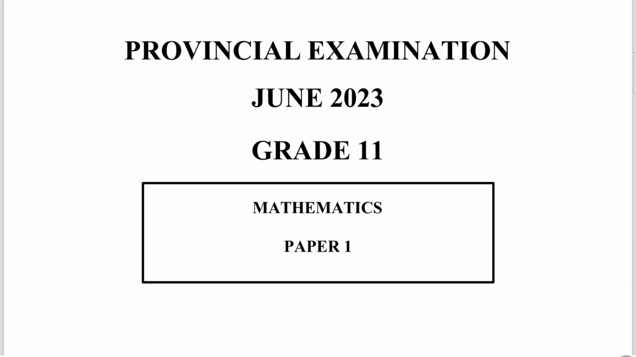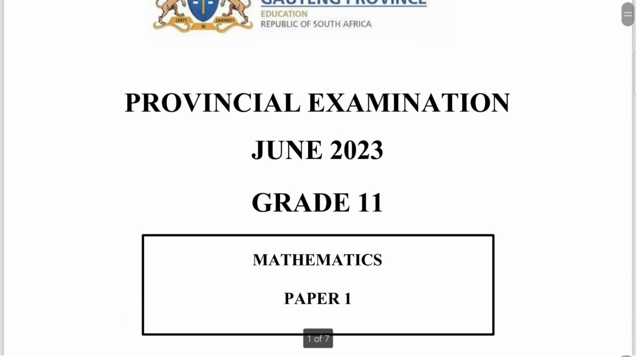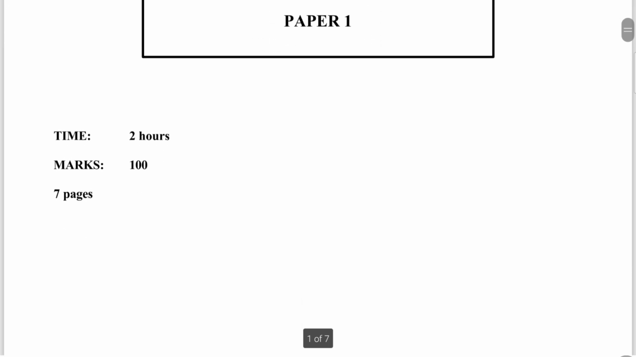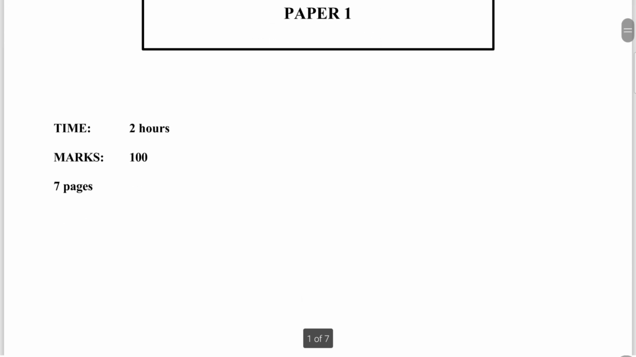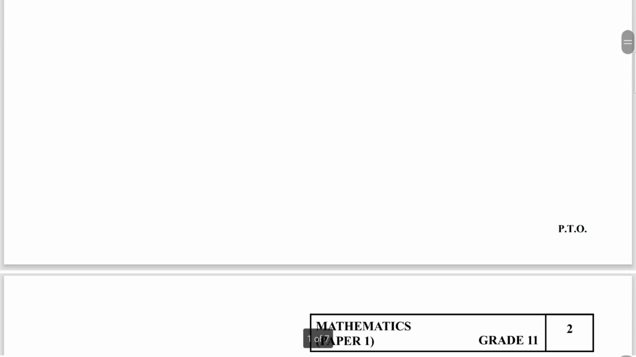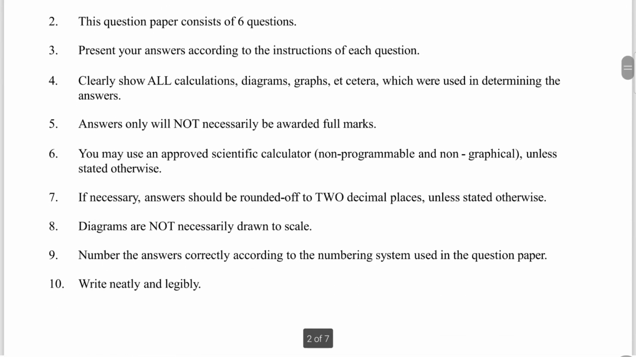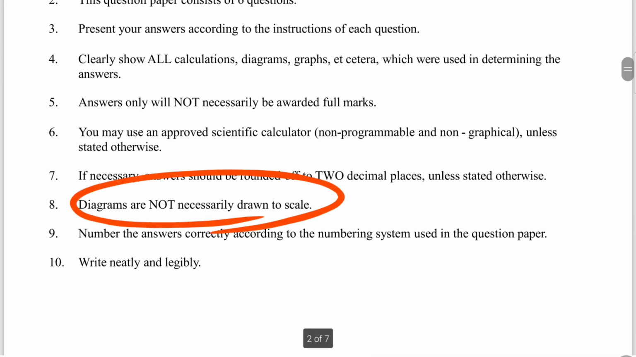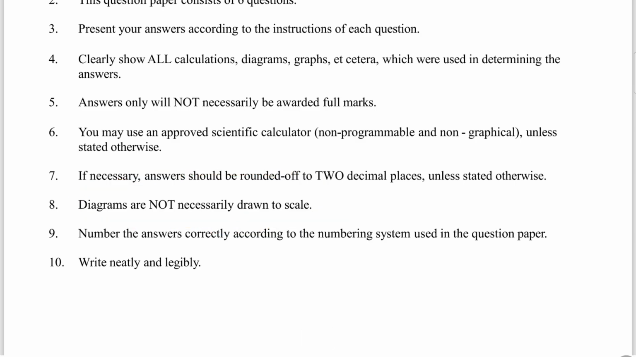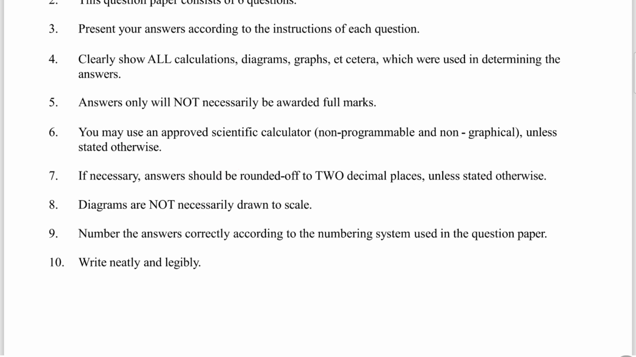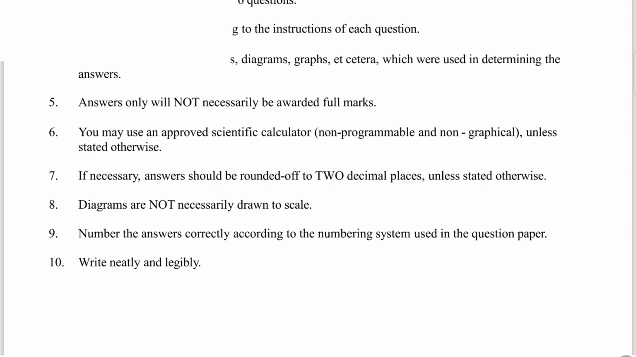In this video, we will be working on the Mathematics Paper 1 for June 2023, specifically from the Gauteng province. The time allocated to this paper is 2 hours and we have 100 marks. Looking at the instructions, there are 6 questions and the diagrams are not necessarily drawn to scale. Also, just remember that we are going to round off to 2 decimal places unless stated otherwise. With that being said, let's get into this video.